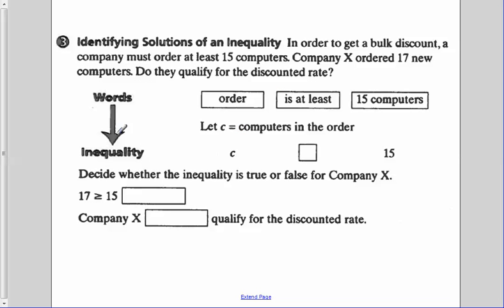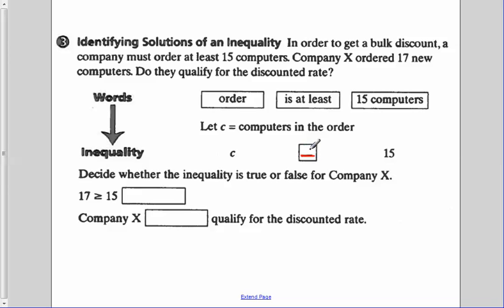Alright, and then let's look at another one. In order to get a bulk discount, a company must order at least 15 computers. So at least 15 computers. Company X ordered 17 new computers. Do they qualify for the discounted rate? So we're going to use C for the number of computers ordered, and the order is at least 15. So it can be at least, at the very minimum, it can be 15 computers. So it's like putting my equal sign down here.